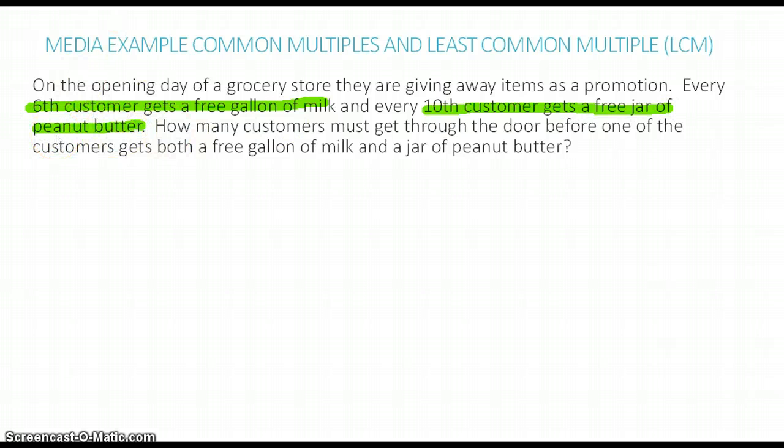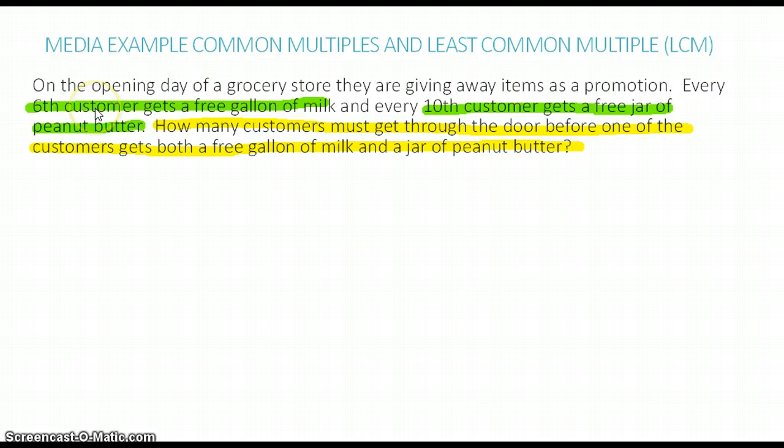Now here comes our question, which is going to be our goal. How many customers must get through the door before one of the customers gets both a free gallon of milk and a jar of peanut butter? So we haven't formally defined the terms common multiple and least common multiple yet, but the idea of this problem is to help us develop what these concepts mean.